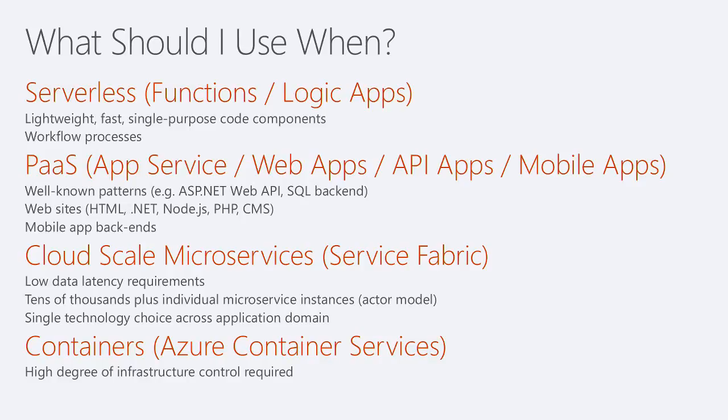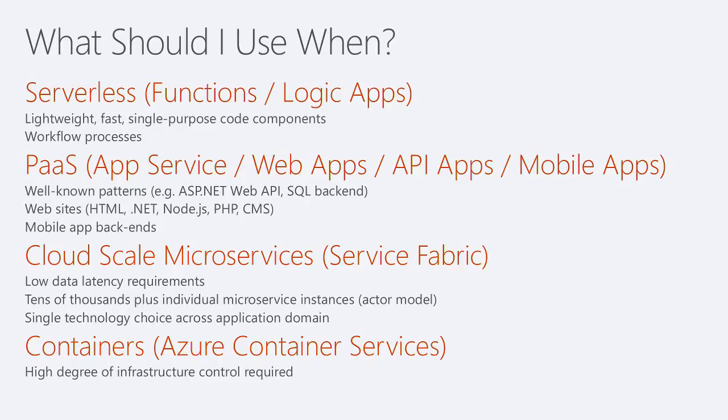If not, is it a well-known pattern? Is it ASP.NET Web API with a SQL backend? Is it an e-commerce website? Is it a mobile app backend that's hosting a bunch of APIs with some offline data that your mobile app is going to access? In that case, use Azure App Service. It's simple. You're abstracted from a lot of the operating system complications, if you will, underneath. So you can be very productive, stay focused mostly on your code, and have the service do a lot of the heavy lifting for you. But you still have some control over how you scale out, how you scale back, and so forth.